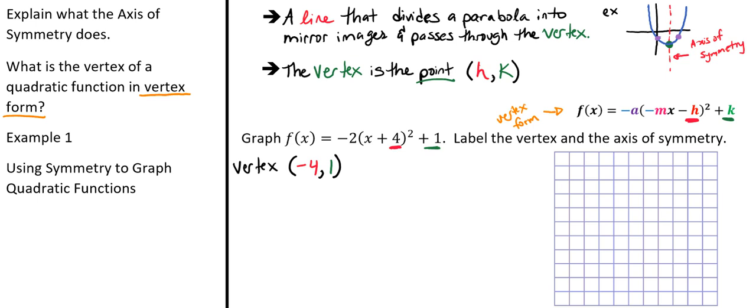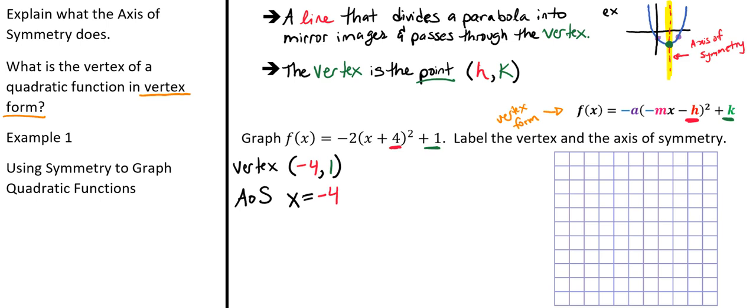So our axis of symmetry, I'm going to write AOS for short, is going to be the x value of our vertex, because that's where our line passes through the vertex, which creates that symmetry. And so here we're going to have that our axis of symmetry is at x equals -4.